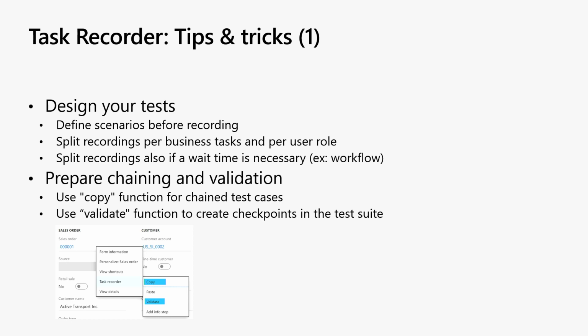Another point which is important is to not have the end-to-end process in one recording. What we want you to do is to split your end-to-end story into multiple business tasks and create one recording for each business task. We are providing you right after ways to chain your recordings together to build what we call a test suite. A test suite is supposed to be your end-to-end testing process. A test case, which is just one recording, is supposed to be one business task.